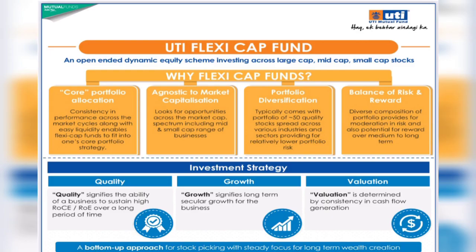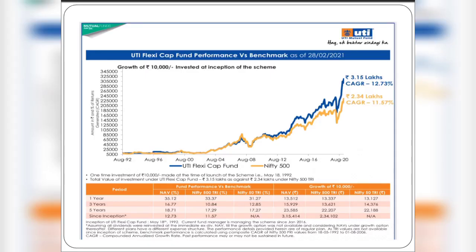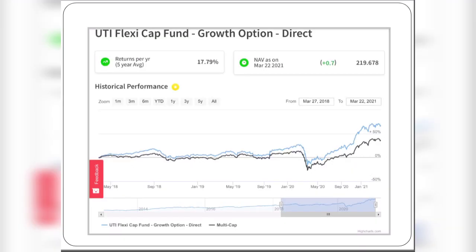UTI FlexiCap Fund is an open ended dynamic equity scheme investing across large or mid or small cap stocks. FlexiCap Fund has 98% investment in Indian stocks, of which around 8% is in small cap, 43% is in large cap, and 35% is in mid cap.